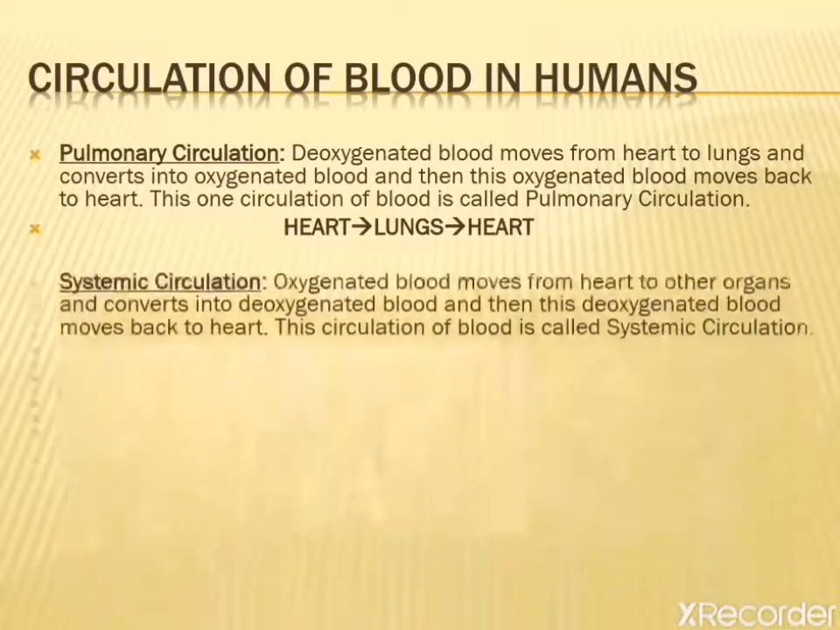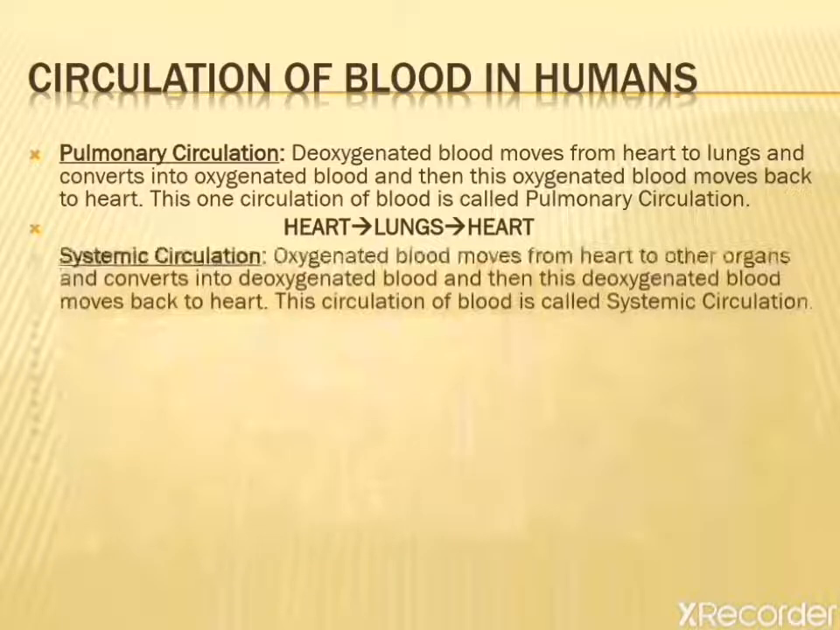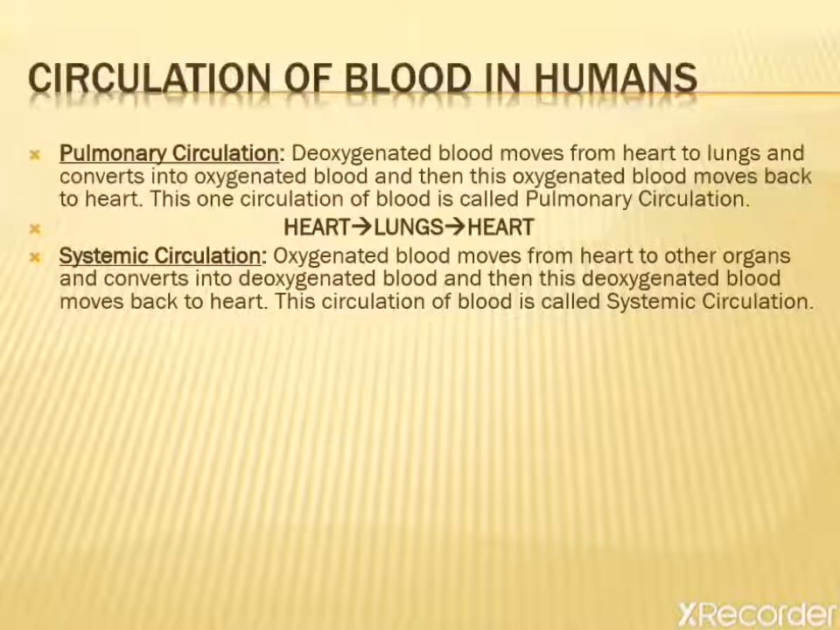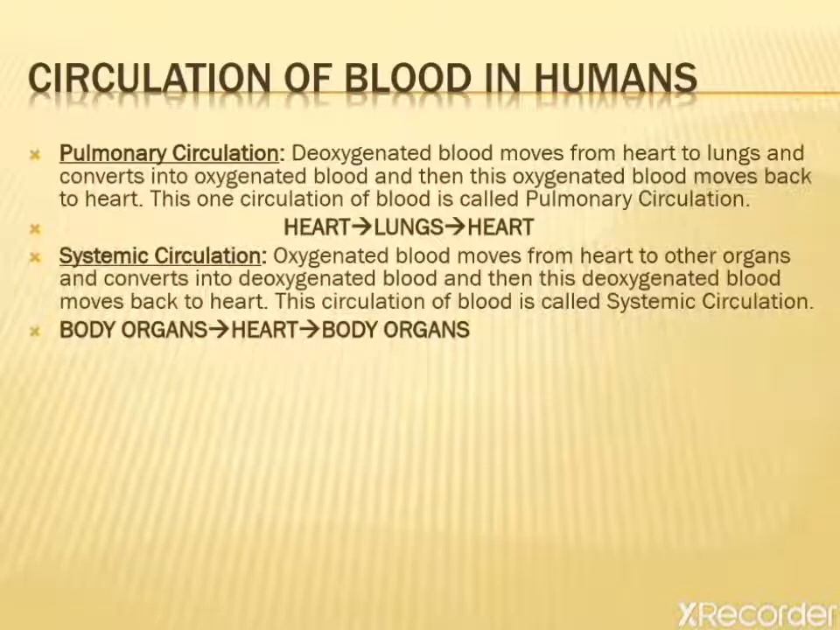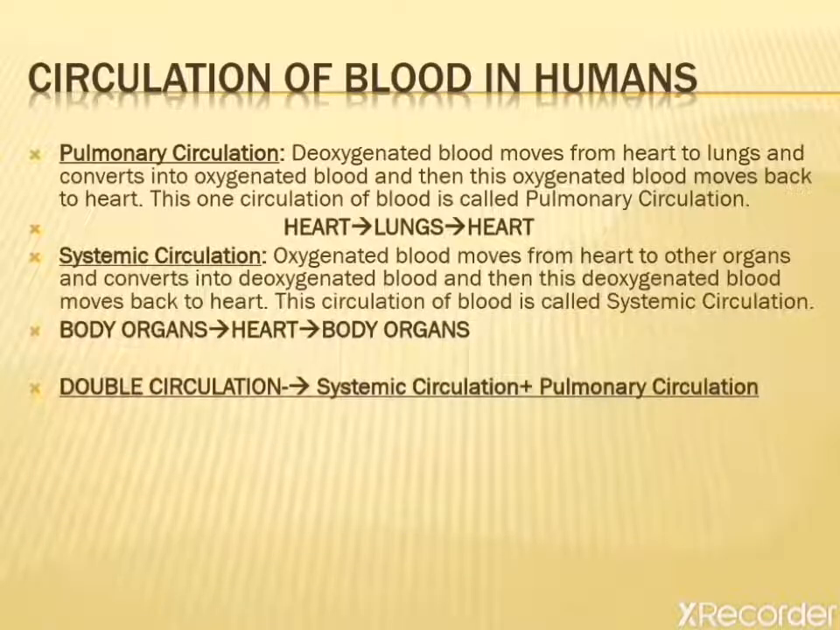The other circulation is systemic circulation. As the name suggests, systemic means including the systems of the body, meaning the deoxygenated blood is passed from the whole body to the heart, and the oxygenated blood is passed from the heart to all of the body parts. Together these two circulations make double circulation.